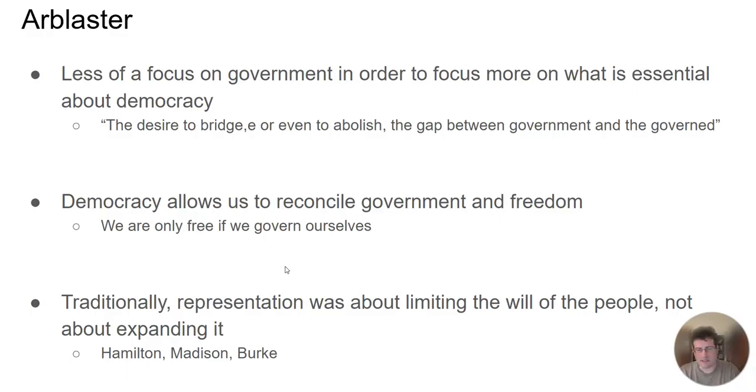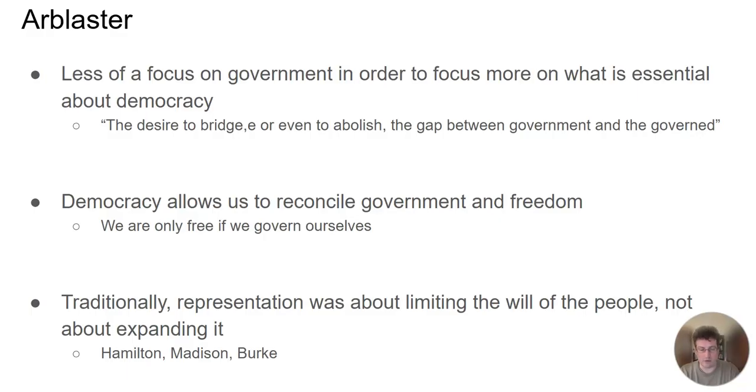Arblaster argues that democracy allows us to reconcile or bring together as much as possible government and freedom, right? If freedom is the ability to do what you want, government is about controlling what you can do and what you can't, right? Government says what is legal, what's illegal, what's prohibited, what's not. How can we reconcile that? How can we be free under a system that puts rules in place? Well, we can only do it if we govern ourselves. And here he's drawing on Rousseau and a lot of early thinkers of democracy.